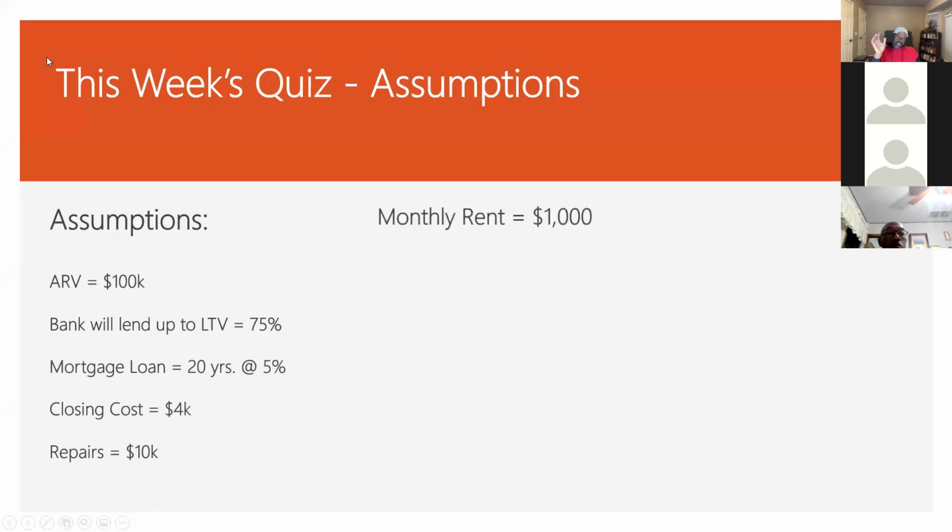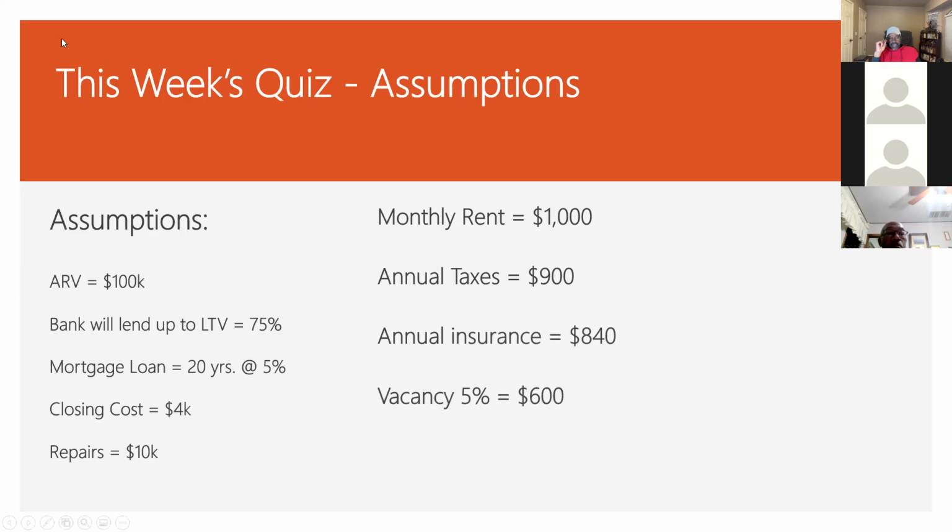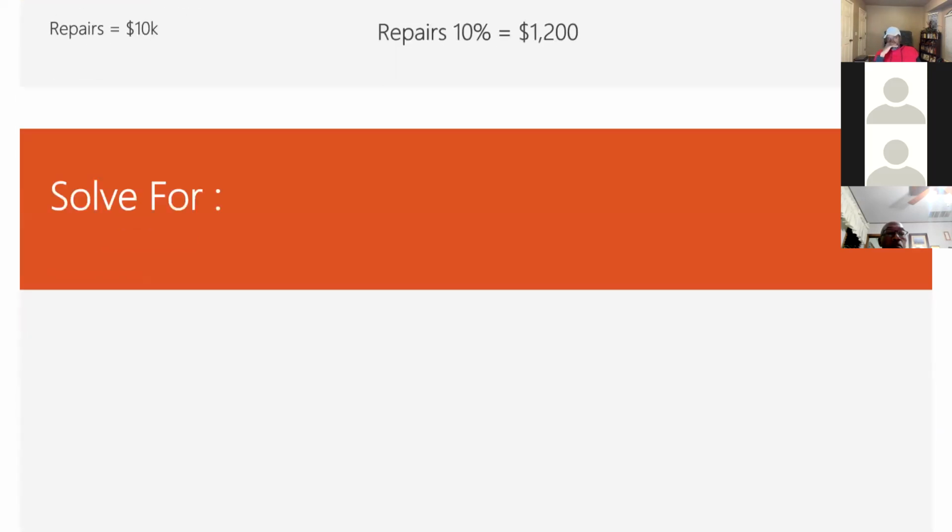On the other side, once we get the property up and running, we're going to assume that we can get $1,000 rent. The annual taxes are $900, insurance $840, vacancy $600. And then we're going to have, say, 10% repairs. We're just going to put those a little bit high for right now.